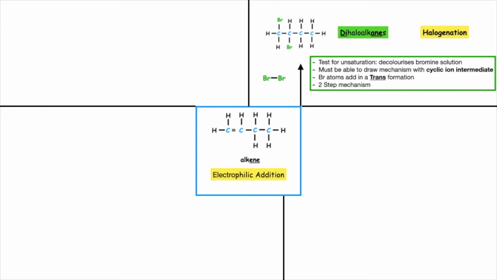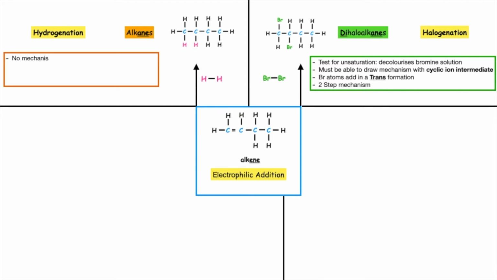The next type of reaction is the addition of hydrogen, which is known as hydrogenation. Now, we do not need to know the mechanism for this, but this will form our family, the alkanes, so we should know this from National 5. What we do need to know, however, is that as well as the hydrogen, we have to have a nickel catalyst and heat.